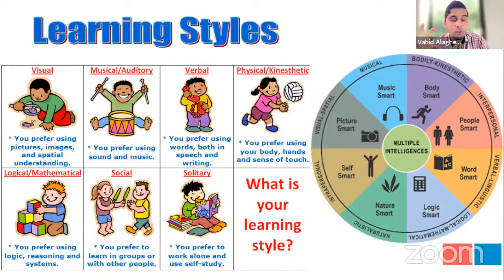Some of them are logical, mathematical. Some of them are social, and the rest of them are solitary. They prefer to do their work alone in their comfort zone and don't change anything, okay? In this case, we have a class with lots of learning styles, as you can also check in the photo on the right part. In a class, we're going to have different students with different learning styles.